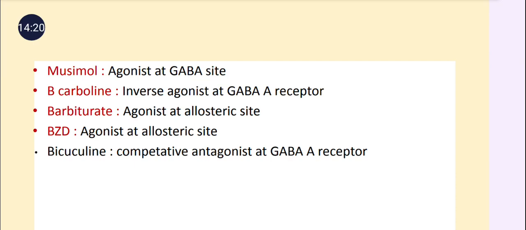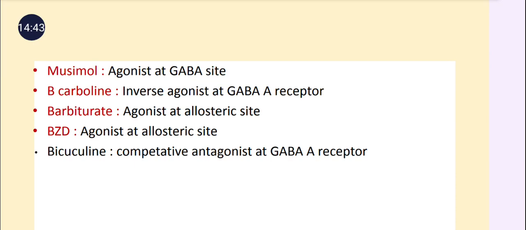Inverse agonist is a substance with an intrinsic activity of -1, and an inverse agonist binds to that particular receptor and produces the effect which is opposite to that of its original substrate. That's why it is called an inverse agonist. And beta carboline is an inverse agonist substance. Muscimol is an agonist substance.